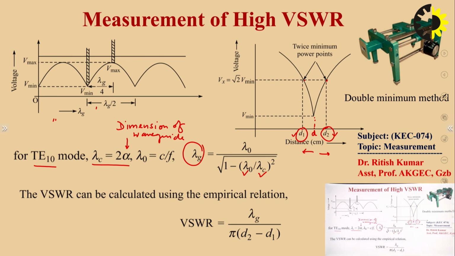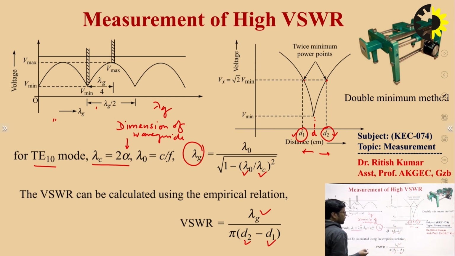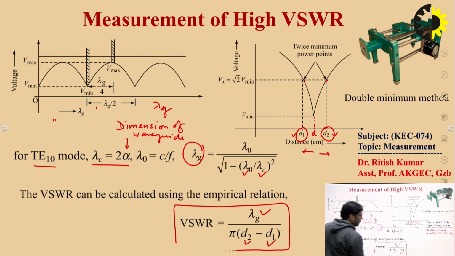We can get lambda g directly from this equation as well, where in the double minima method you can directly get the lambda g value by taking the difference between these two minima points. Then you know lambda g, D2 and D1, that is the doubling power points. After putting the values of lambda g, D1, D2 in this empirical formula, you will get the VSWR value.